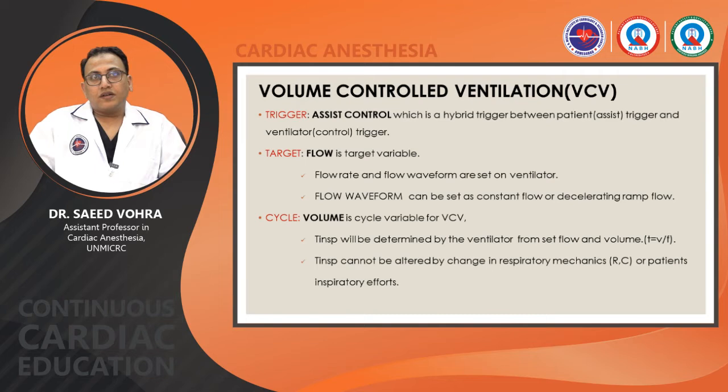Now in volume control ventilation, the trigger is assist control, which is a hybrid trigger. So there will be a patient assist trigger and a ventilator control trigger. The target variable in volume control ventilation is flow. The flow waveform can be set as a constant flow waveform or as a decelerating ramp flow waveform. The cycle variable is volume. The inspiratory time will be determined by the ventilator and it cannot be altered by the patient's respiratory mechanics, that is resistance or compliance, or the patient's inspiratory efforts.